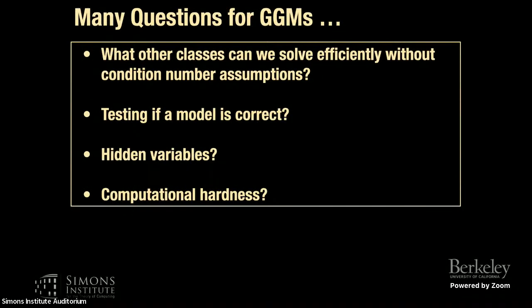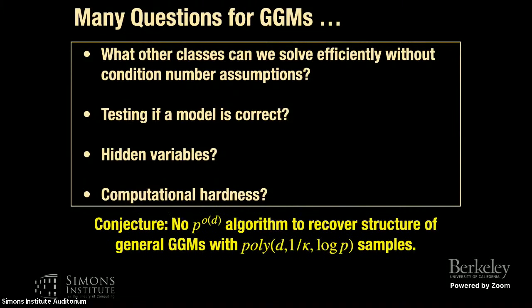Can we solve a more general class of models? I don't even know how to test if a model is correct. I give you samples from a distribution. I give you a model. I give you a graph and a precision matrix. Tell me, are they the same? What happens if you have hidden variables? And I actually think that the problem is computationally hard in general, but we really don't have any evidence for this. My conjecture is that there's no p to the little o of d algorithm to recover the structure of GGMs with these many samples. We'll stop with that.